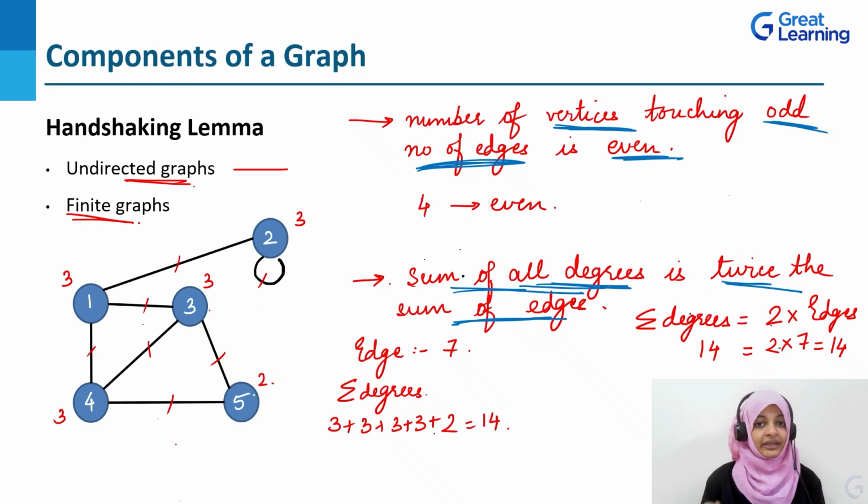Please keep in mind that there are two very important prerequisites here. First, the graph is an undirected graph, and secondly, it is a finite graph. This means that it does not expand infinitely in any given direction. It has a certain set of vertices and a certain set of edges between those vertices.